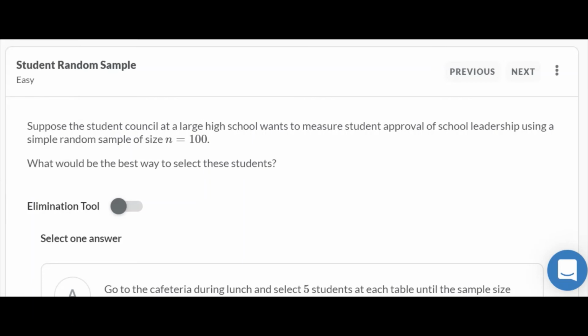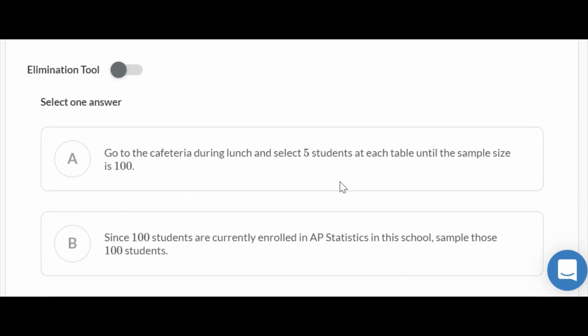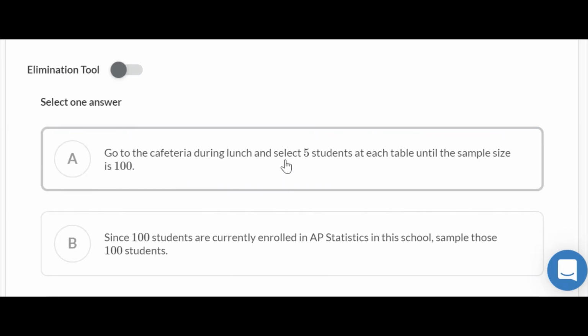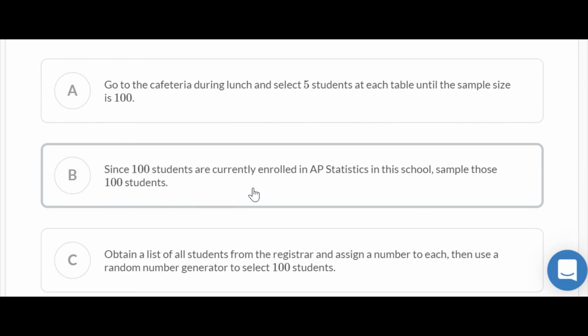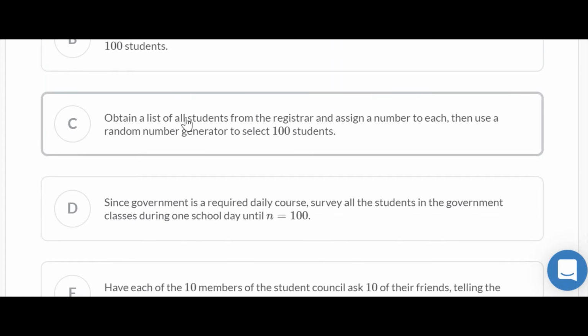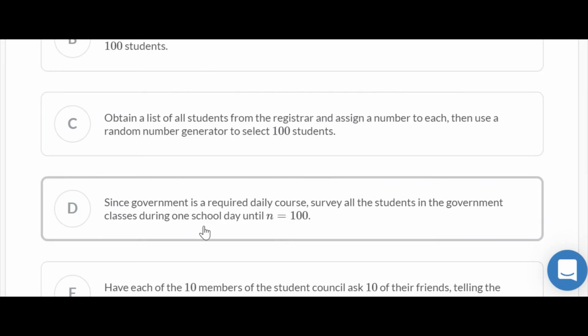Here we want to take a random sample of 100 students. Going to the cafeteria: maybe not everybody goes to the cafeteria during lunch, so that would be undercoverage. 100 students are enrolled in AP Stats, sample those 100. Again, not everybody takes AP Stats, so that's an example of undercoverage. Obtain a list of all the students, assign them each a number, use a random number generator. That one looks pretty good. This is along the lines of an SRS. Let's go on to D.